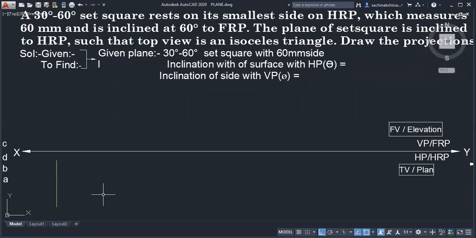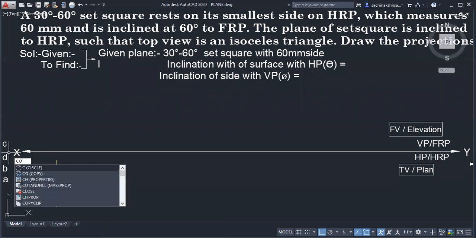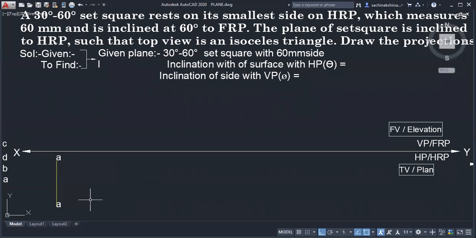So how can we complete it? Just see now. Let us give a name to the smallest side: AB. So this side will be AB. Please draw with me. How much will its length be? 60 mm. Now here we only have to draw the triangle, nothing else.